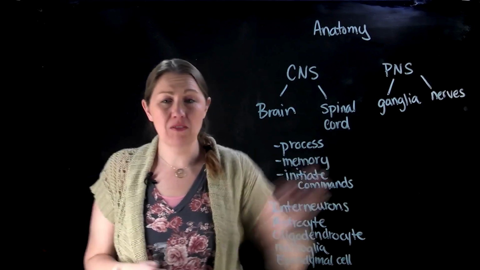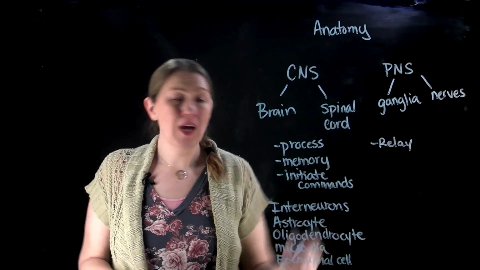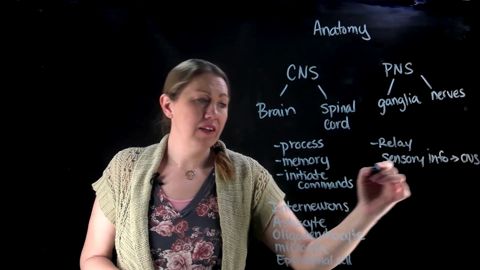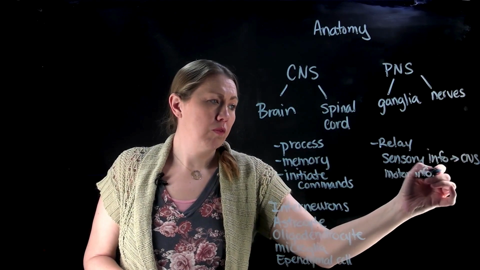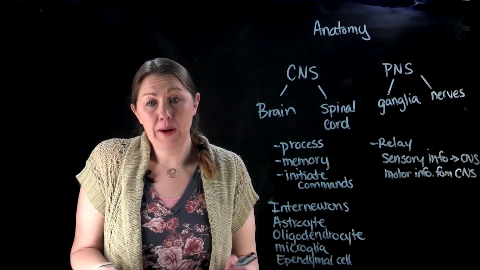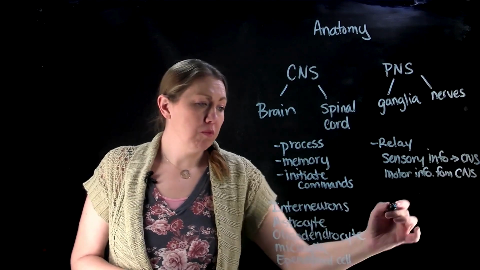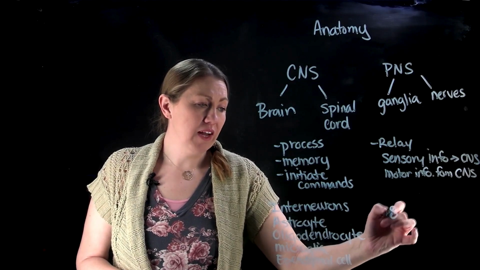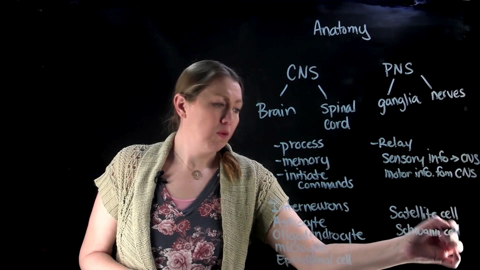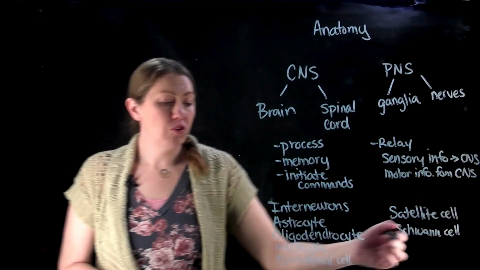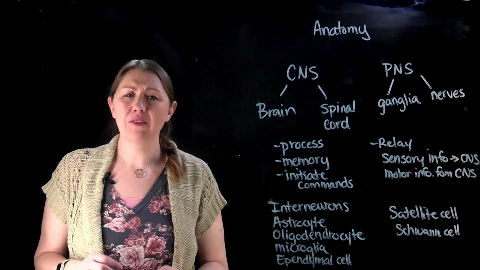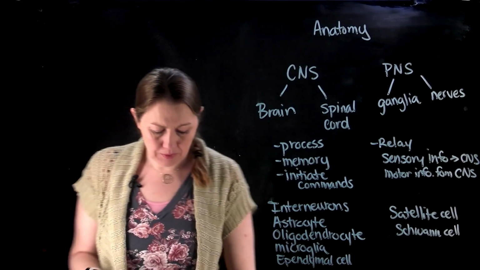So the basic function of the PNS is just relay. Your job is to take sensory information to the CNS and then take motor information from the CNS. That's your job. You're a little wire. We do also have some support staff, but not as much. So we have the satellite cell to regulate the environment and the Schwann cell, which is also called a neurolemmacyte, which will do insulation. So those are more kind of separating things out by their anatomy.